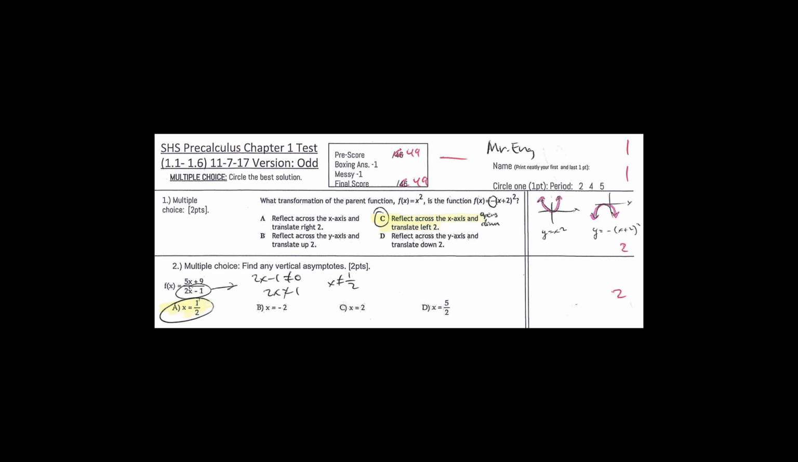minus 1. Half of 2 is 1. So what you would get on the bottom of the function would be 1 minus 1, which is 0. And you can never have 0 as a denominator in any fraction. So the vertical asymptote is half, because at that point, no point exists. No y value exists. So it should be A.